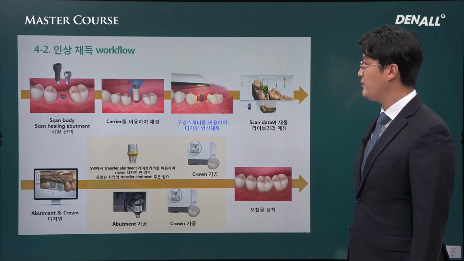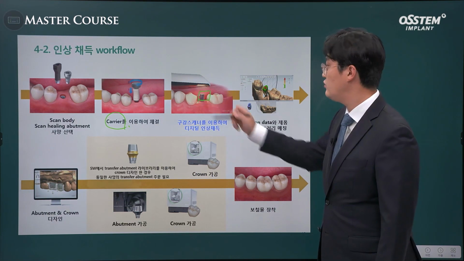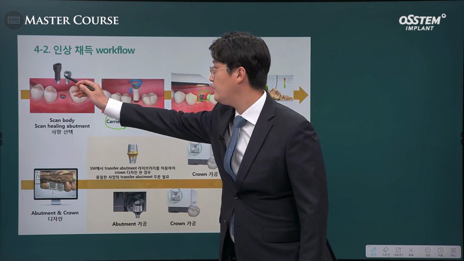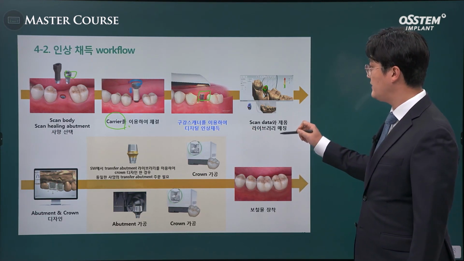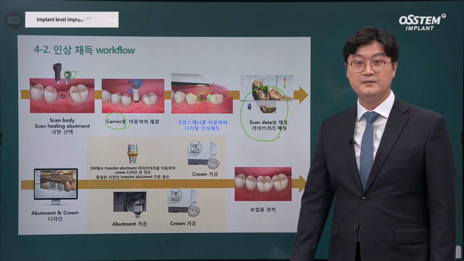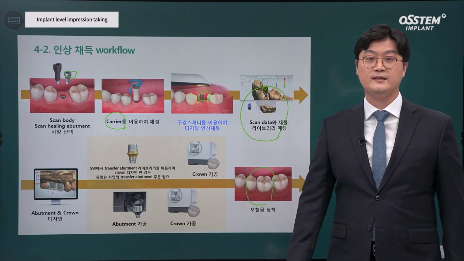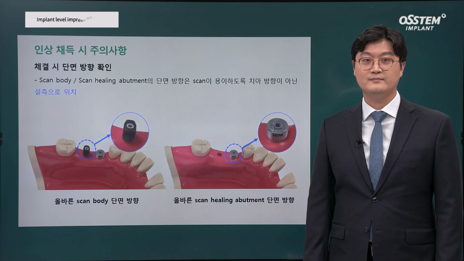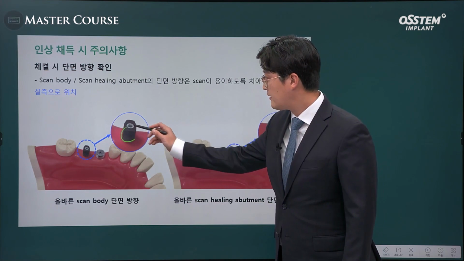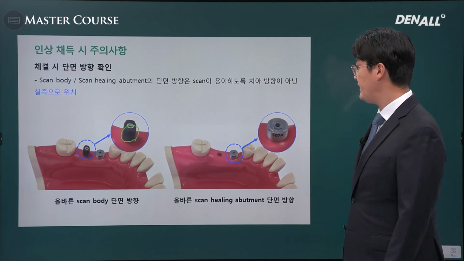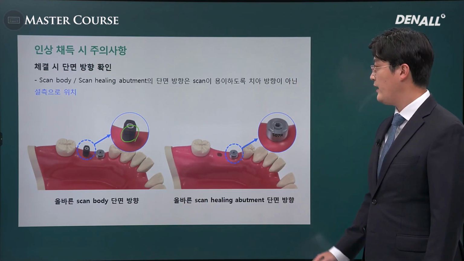In the digital workflow, a scan body or scan healing abutment is connected and a carrier is prepared. For the scan body, this portion should be exposed, and this part of the scan healing abutment needs to be exposed. After scanning, the scan data is matched with the library in a CAD program. Without a gypsum model, the abutment and final prosthesis can be fabricated like this, which is an advantage. When you connect a scan body, there is the reduced part called a deep cut, and on the maxilla it should be palatally positioned and lingually positioned for the mandible.